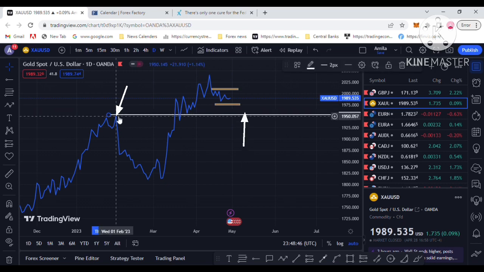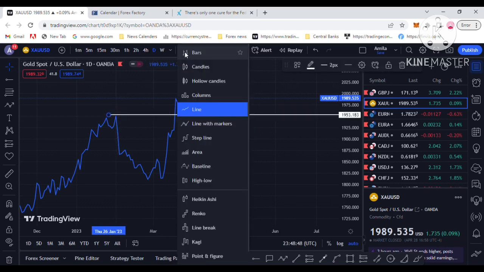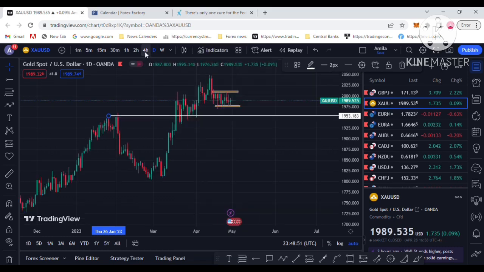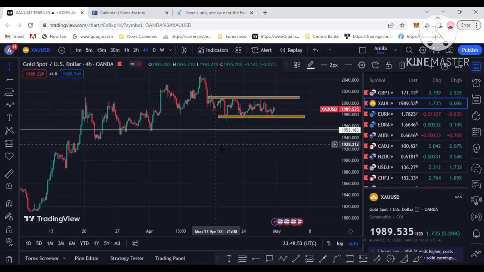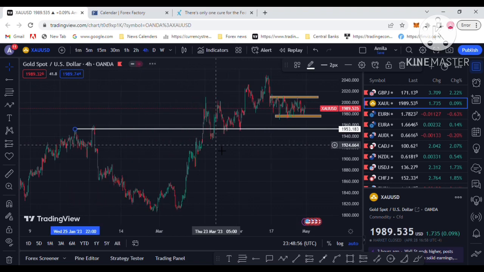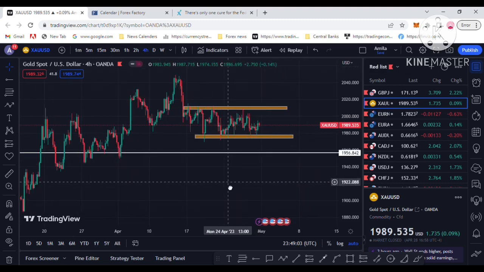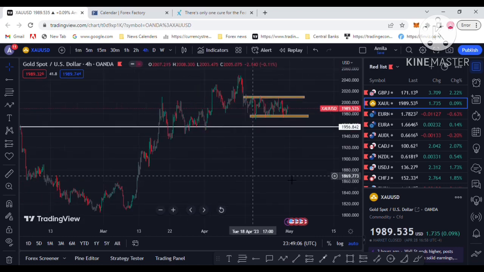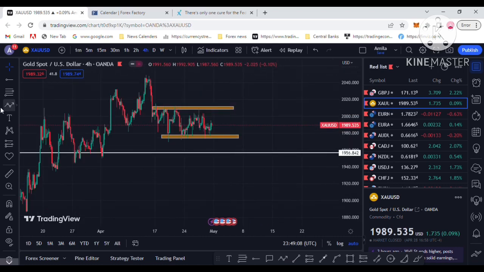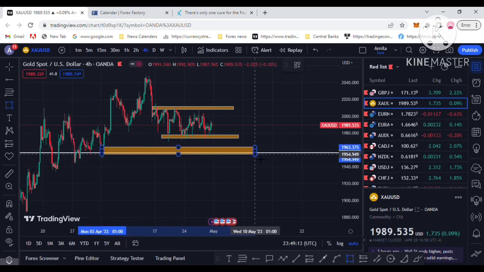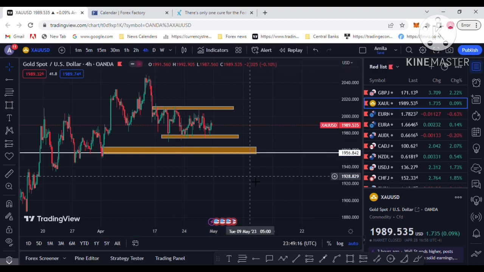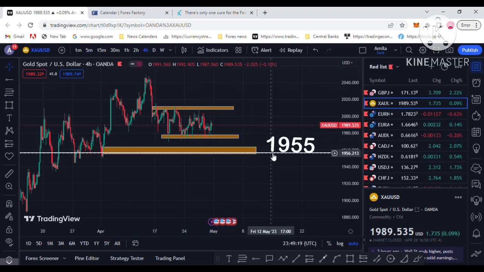I moved to the line chart for a clearer picture. The left side resistance can be support here, and the Fibonacci 0.61 level is there. You can see the strong left side resistance can be support here, at the 1955 level. So this is a buy zone for gold, the 1955 level. There's liquidity on both sides as price is ranging.